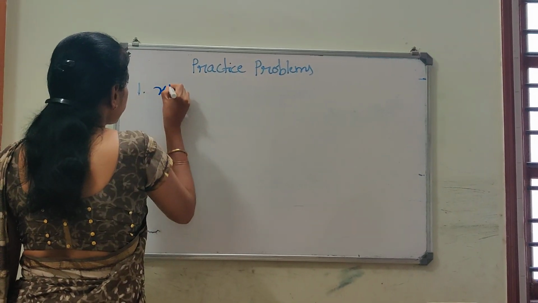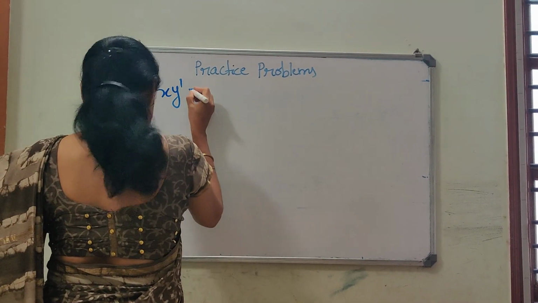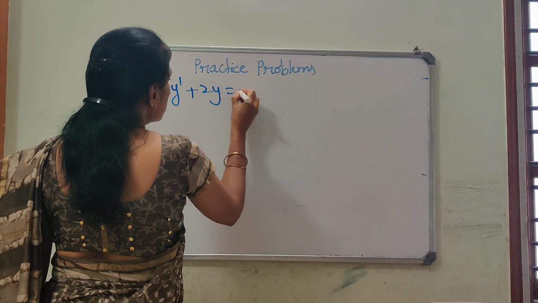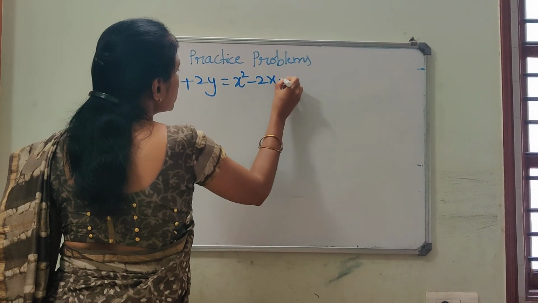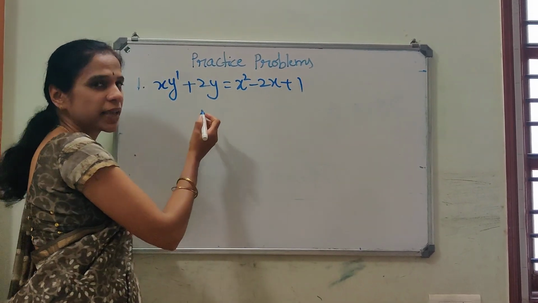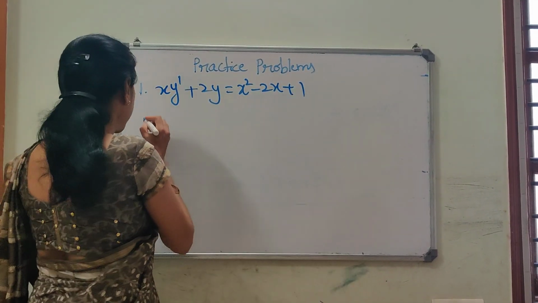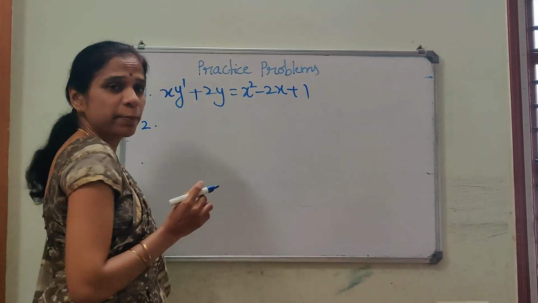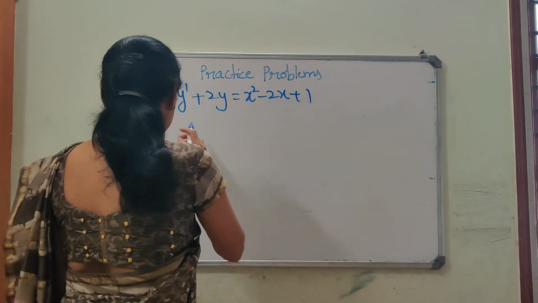xy dash plus 2y is equal to x square minus 2x plus 1. So this is again not in the standard form. So we have to write that in the standard form, identify P and Q and then write the solution.